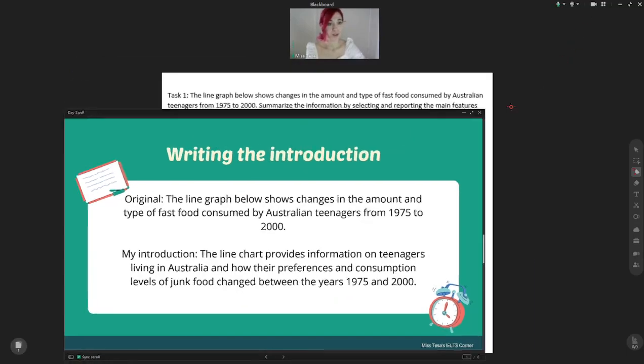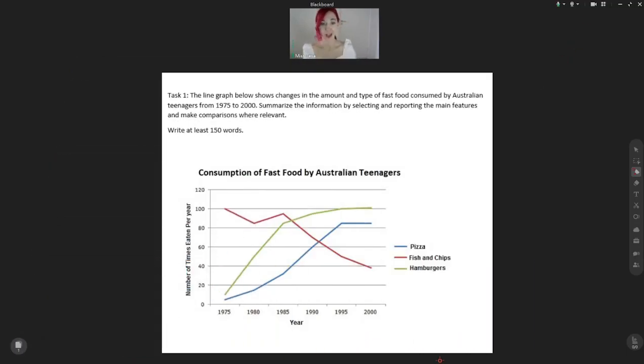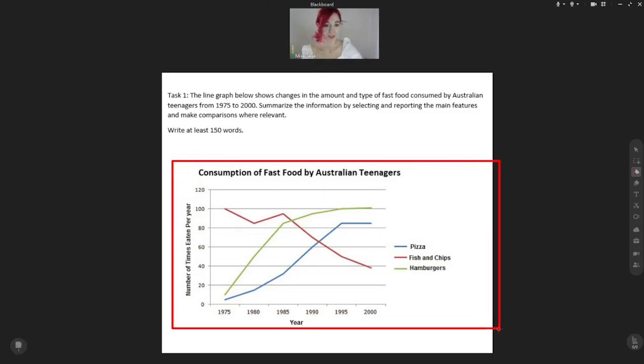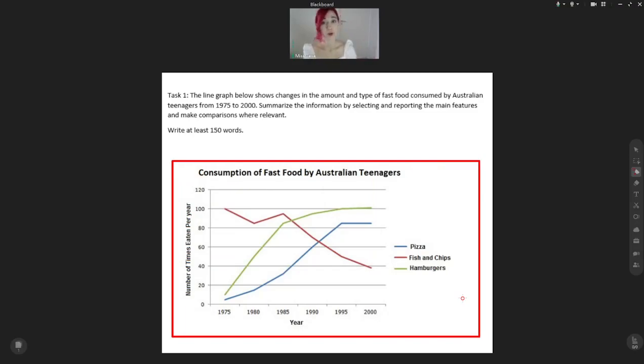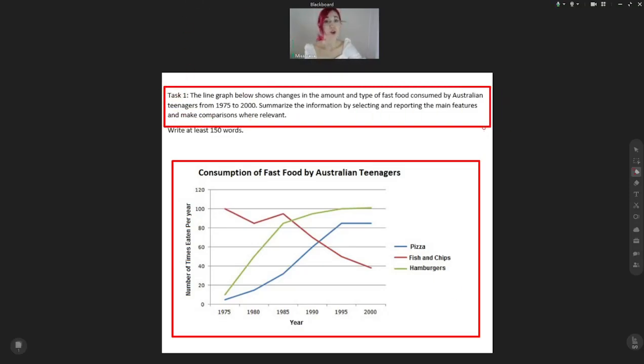And first of all, I would like to show you the task that I picked for us to do here. And it's this one. As we can see, it's a line chart or a line graph. You can use either. So let's read this real quick. The line graph below shows changes in the amount and type of fast food consumed by Australian teenagers from 1975 to 2000. You have to summarize the information and write at least 150 words.